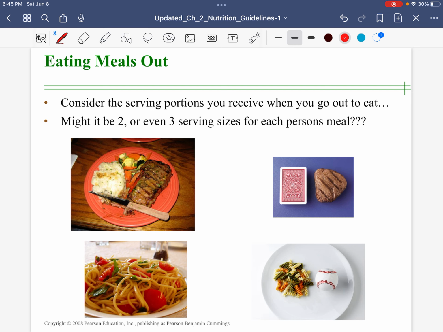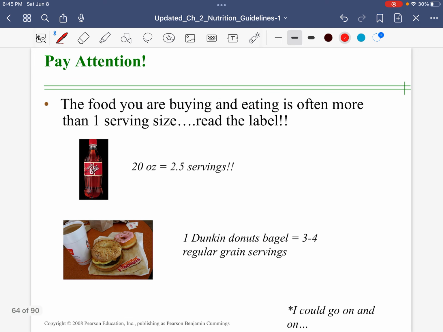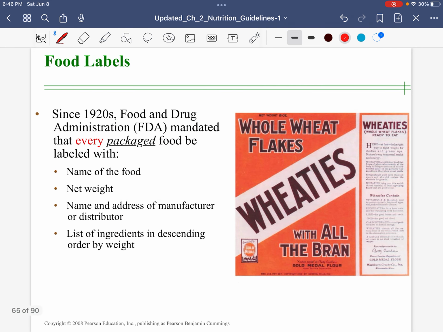Eating meals out. I mentioned this before. When you go out to eat, they are almost always going to have more than 1 serving. So I like this example on the right. A piece of meat that's about the size of a deck of cards. Half a cup of pasta. Look at that. We usually eat more. So pay attention. Sometimes it's okay, but over the long haul, if you're always bringing in more serving sizes, it's going to add up in the calories and probably a lot of those nutrients that you don't want it to.